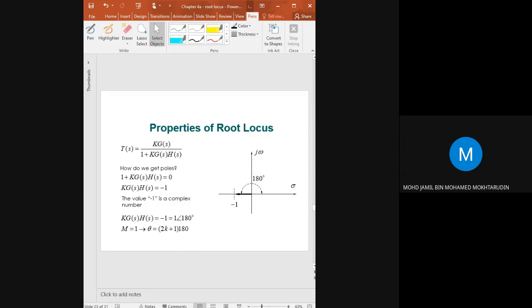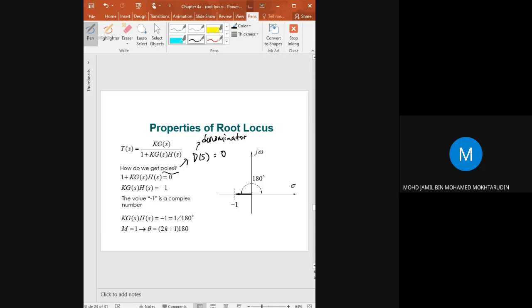So for today, we will learn some properties of root locus and also how to determine whether a given point is on a root locus or not. Okay, so the closed loop transfer function T(s) equals KG divided by 1 plus KGH. How do we determine the poles of this closed loop transfer function? To determine the poles, you need to use the denominator. I said just now, the poles are where the denominator equals 0. So 1 plus KGH equals 0. Rearrange, you get KGH equals minus 1.